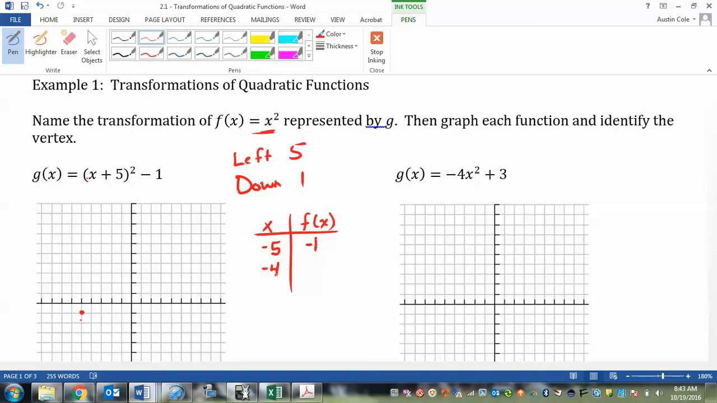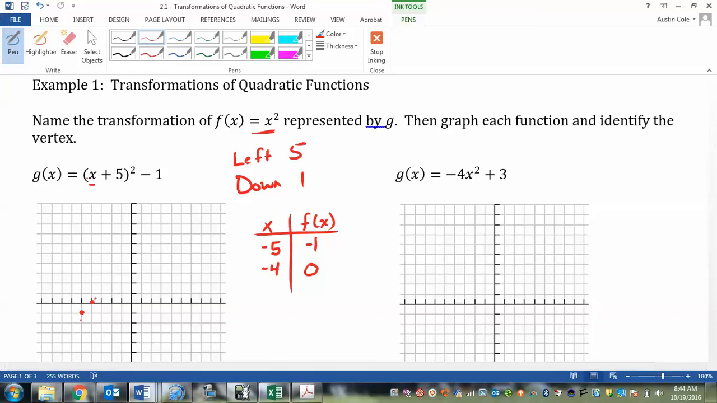What's -4 plus 5? 1. What's 1 squared? 1. What's 1 minus 1? 0. So when I plug in -4 into the function, I get 0. So that means the point -4, 0 is on the graph.